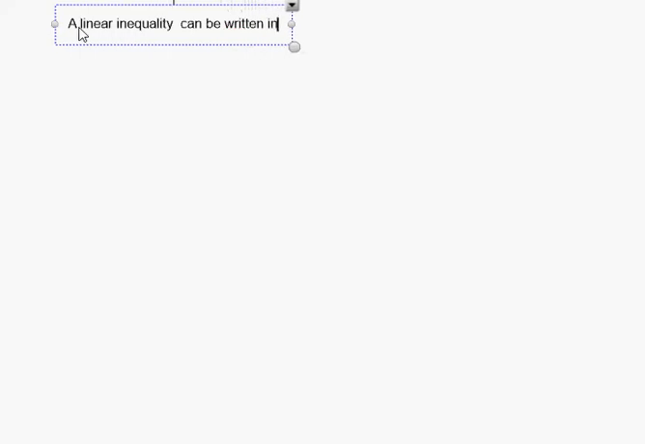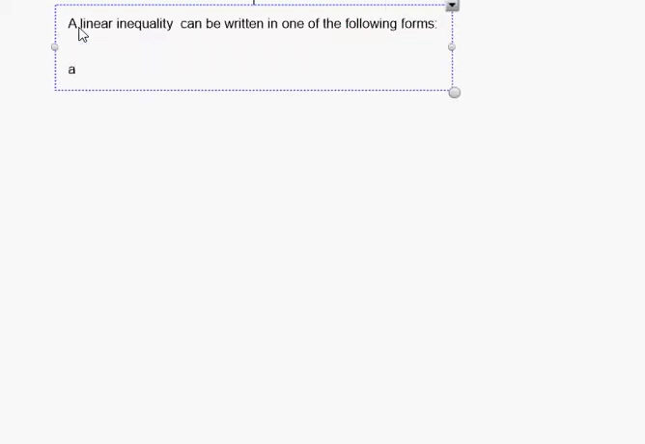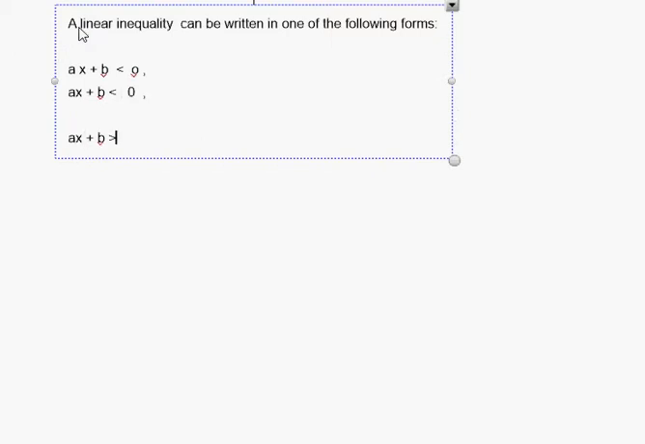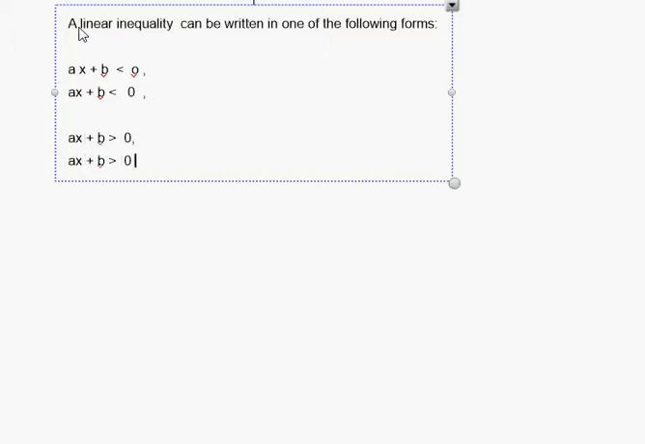Now, a linear inequality can be written in one of the following forms. This is where we have a variable in the inequality. Ax plus b is less than 0, or ax plus b is less than or equal to 0. Ax plus b is greater than 0, or ax plus b is greater than or equal to 0.